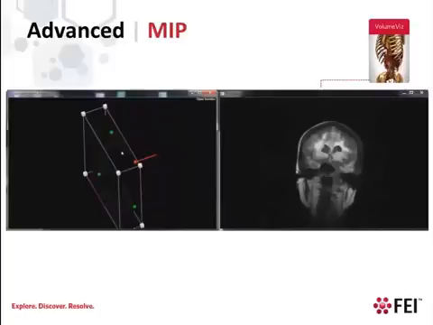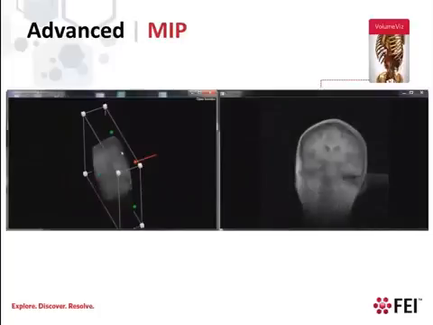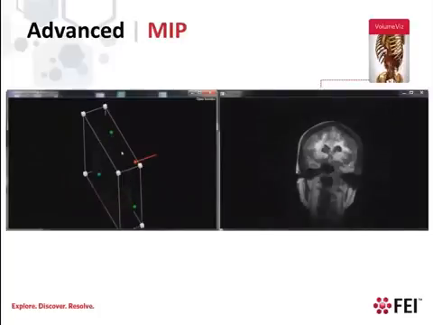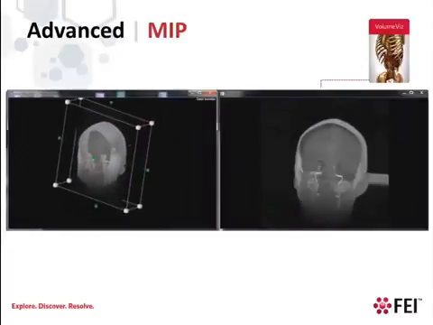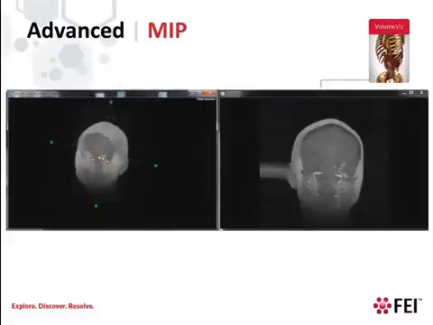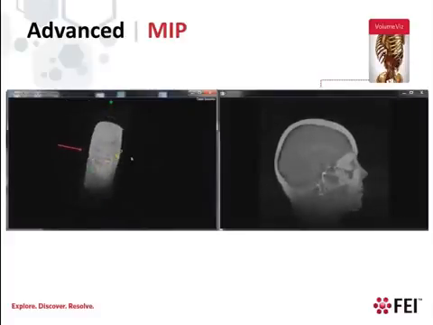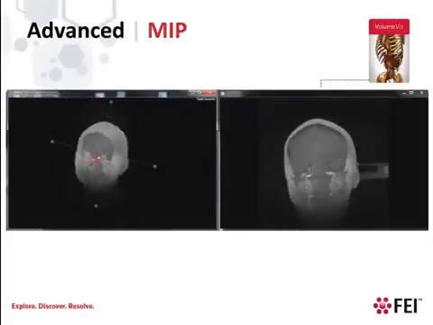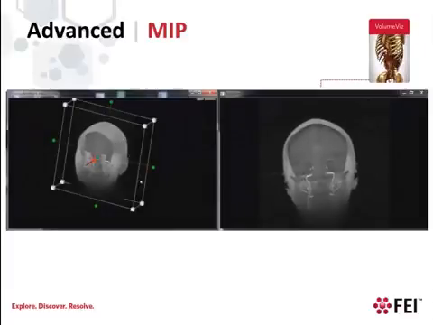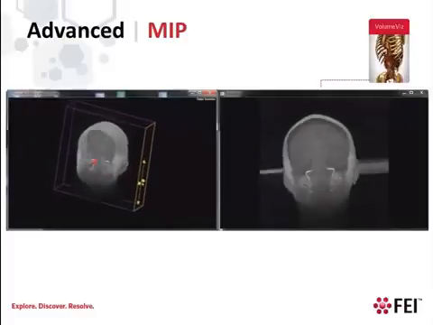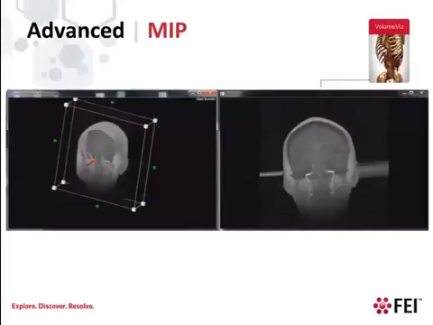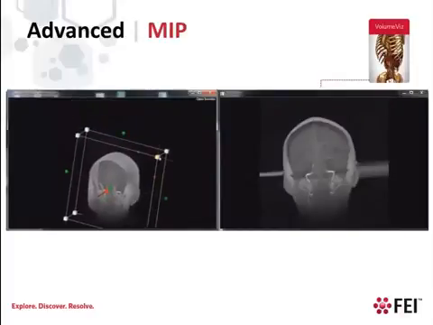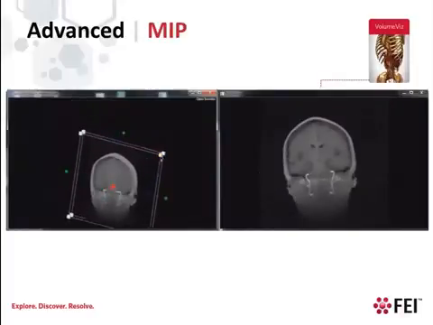Next, we'll switch to minimum intensity and then to maximum intensity projection. Let's rotate the direction of projection again so we can see what that looks like with the maximum intensity projection. And again, we'll move the slab through the volume. And finally, change the thickness of the slab.